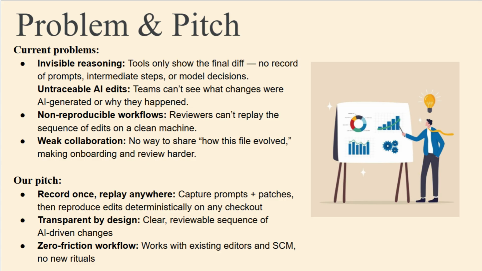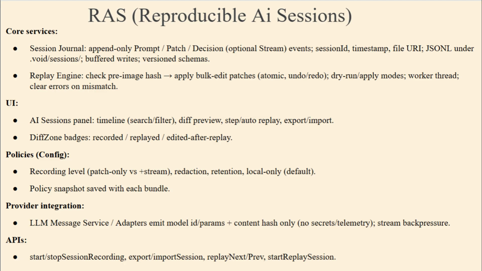By providing full visibility into the development process, RAS not only improves collaboration and onboarding, but also builds trust in AI-assisted programming, making it easier for teams to understand how the code evolves and confidently rely on AI-driven edits. RAS is our main idea: record AI-assisted edits so you can reliably replay them later.